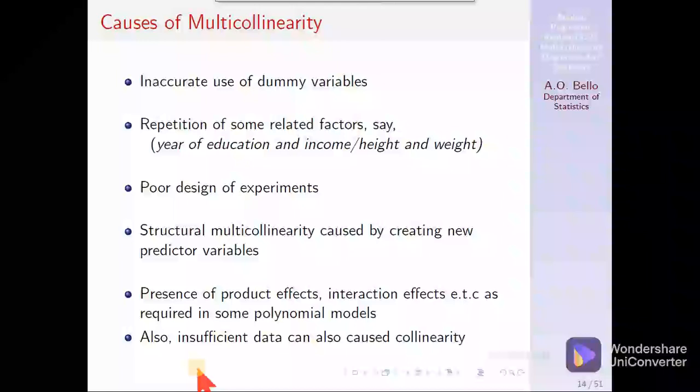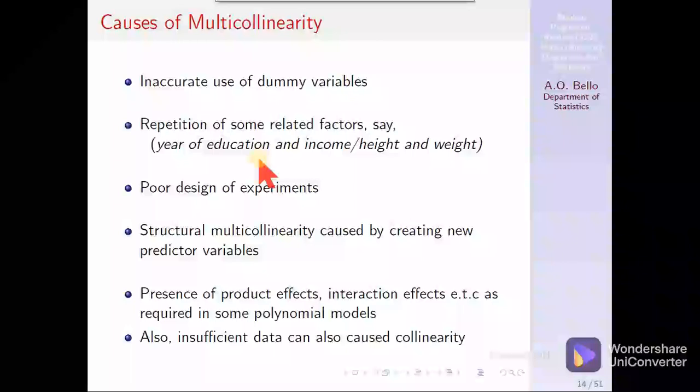Repetition of some related factors can also lead to multicollinearity. So what are we talking about? For example, in a particular regression model, we have years of education and we have income also as a variable. Theoretically, years of education and income might actually be providing the same effect on y, because normally any person with years of education, depending on if you have a master's, your years of education is expected to be more than somebody with a secondary school leaver.